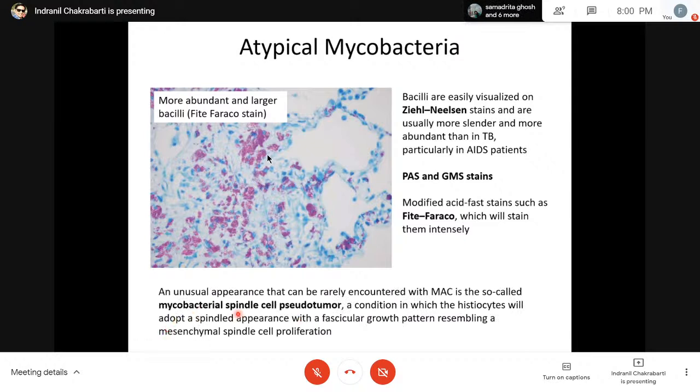Another unusual appearance that can occur in MAC is the mycobacterial spindle cell pseudotumor, in which the histiocytes take a spindled appearance with a fascicular growth pattern, which resembles a mesenchymal lesion. So this mycobacterial spindle cell tumor should also be taken into account if we are dealing with MAC.